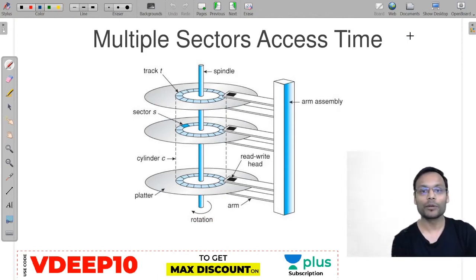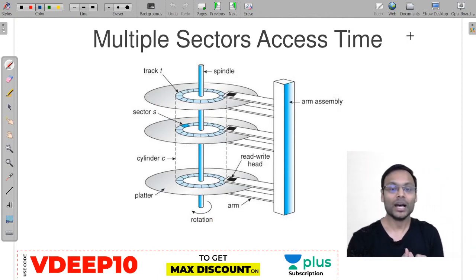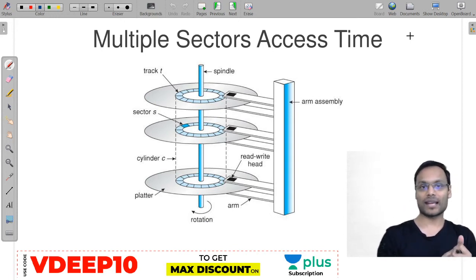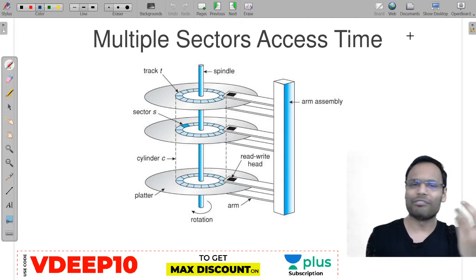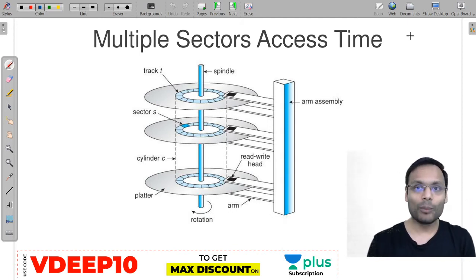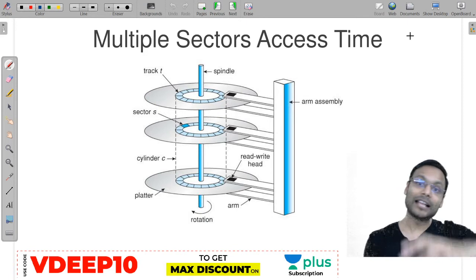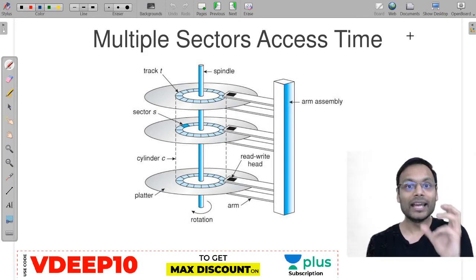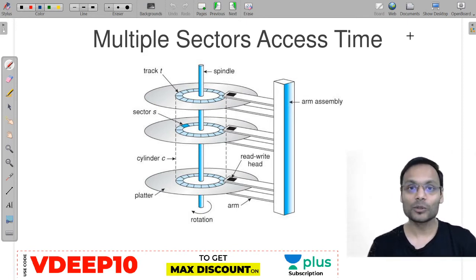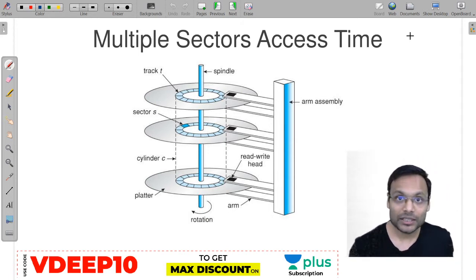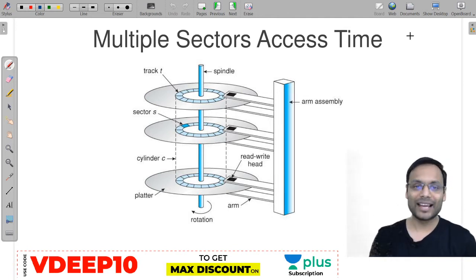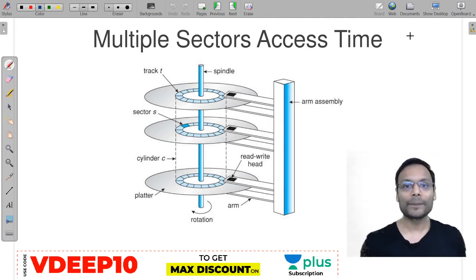Now another topic which we are going to discuss today is multiple sectors access time. Of course, one sector capacity is just maybe 512 bytes or 1 kilobyte, but we store files larger than that size. A song itself is 3-4 MB. Right? You have a 3-4 MB MP3 file. So if you want to store that file, you will have to use multiple sectors.